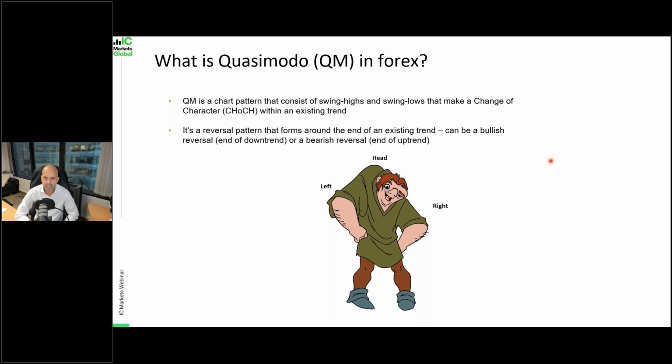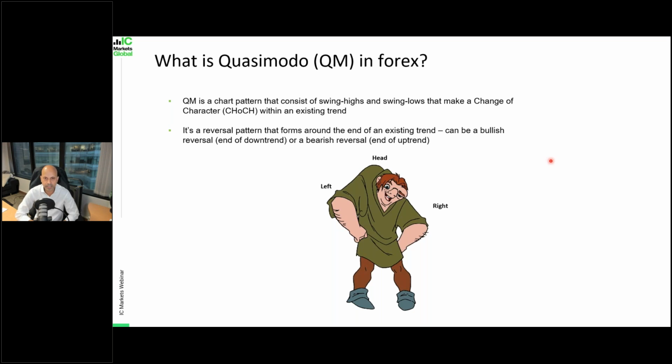What CHOCH stands for is basically change of character, which simply means we're looking for a reversal in the current trend. We're going to try and recognize the patterns of this reversal or change of character, and then use the ability to identify this pattern to identify potential short and long entries for the trade.